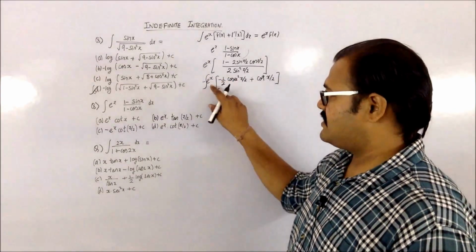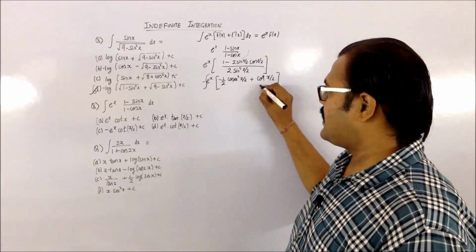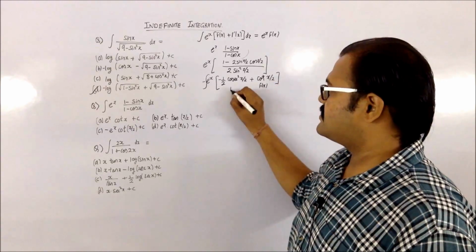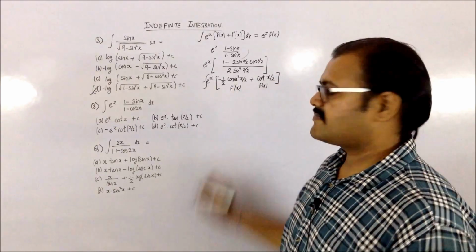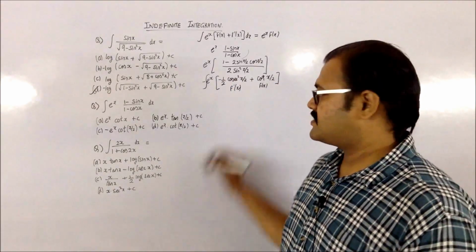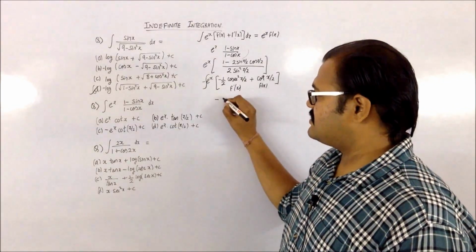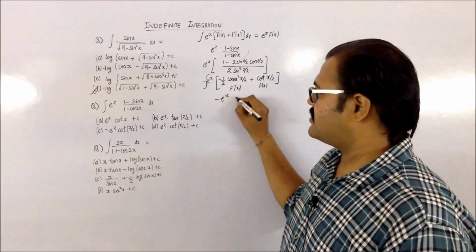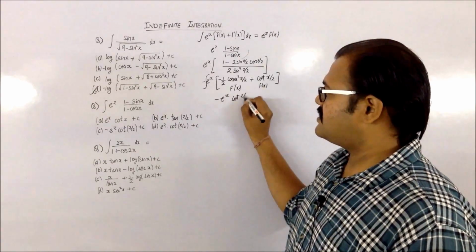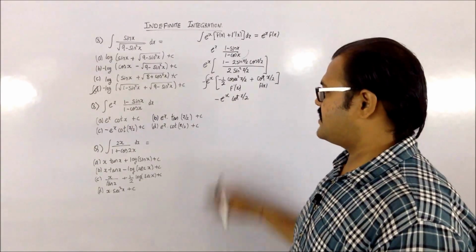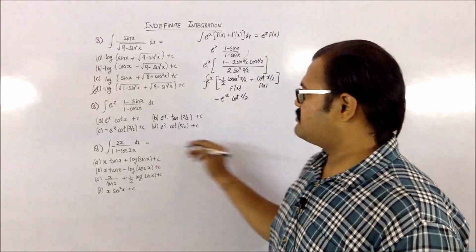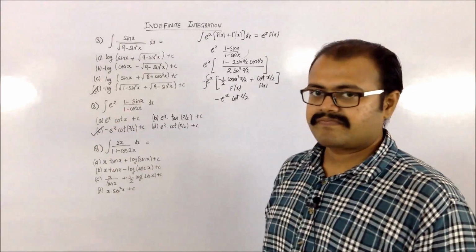So you are having now your e raised to x, and this is your f of x and this is your f dash of x. So your answer is basically minus e raised to x into cot x by 2. If you check this particular option, it comes in option C.